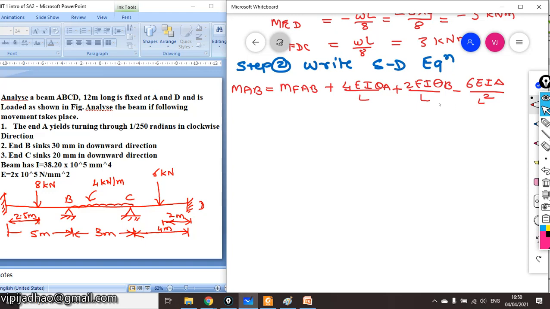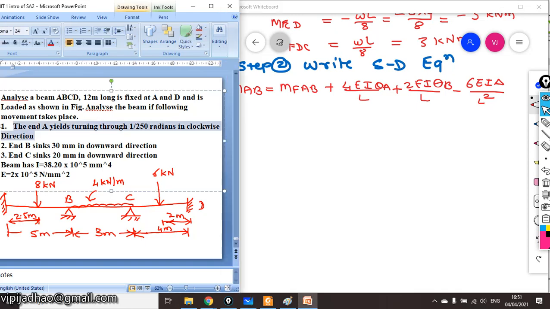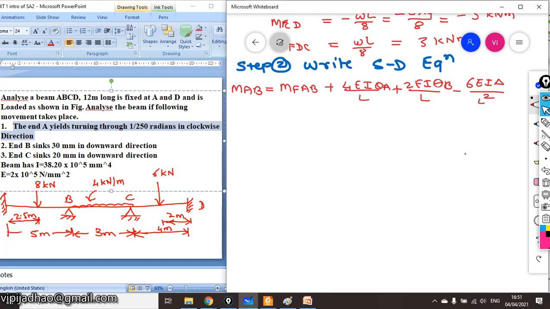Here you can see, as per statement number 1, the end A yields through 1 by 250 radians in the clockwise direction. That is, the yielding of support A is in the clockwise direction. Therefore the value of theta A is given as 1 by 250 radians.